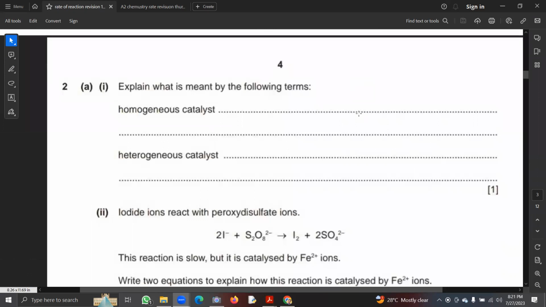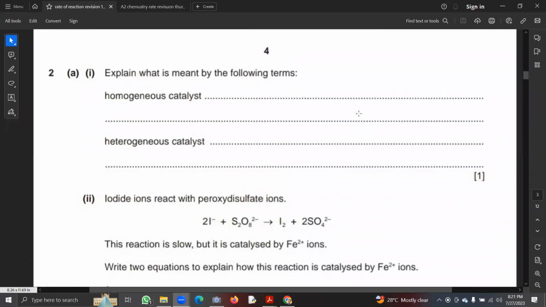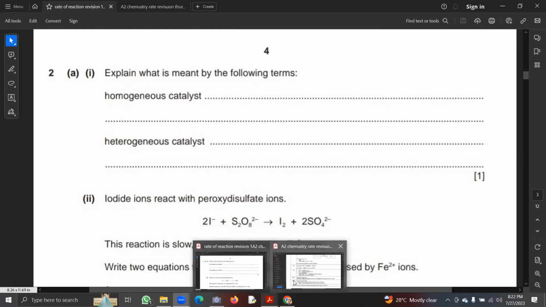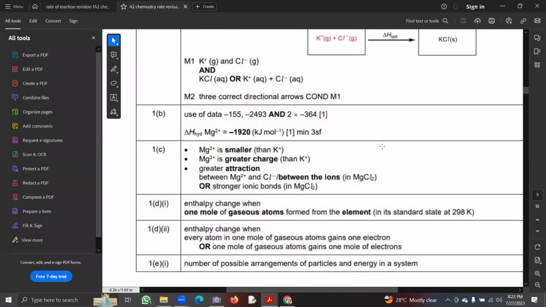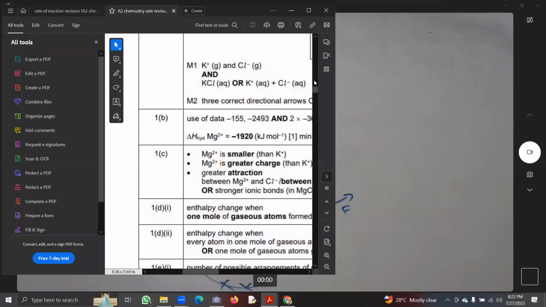This you know from AS level onward: do you know what a homogeneous catalyst and a heterogeneous catalyst are? A homogeneous catalyst is a catalyst which is in the same phase as the reactants of the reaction. A heterogeneous one is in a different state from the reactants in the reaction.